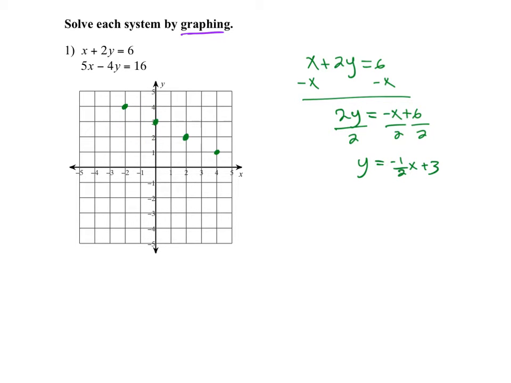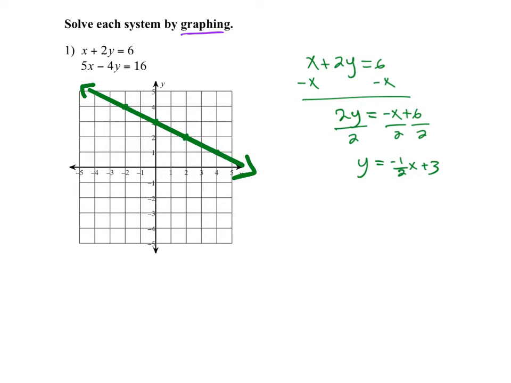That's my graph. Now I'm just going to trace a line that passes through those points. And that's my graph there. Now I'm going to use the second one.